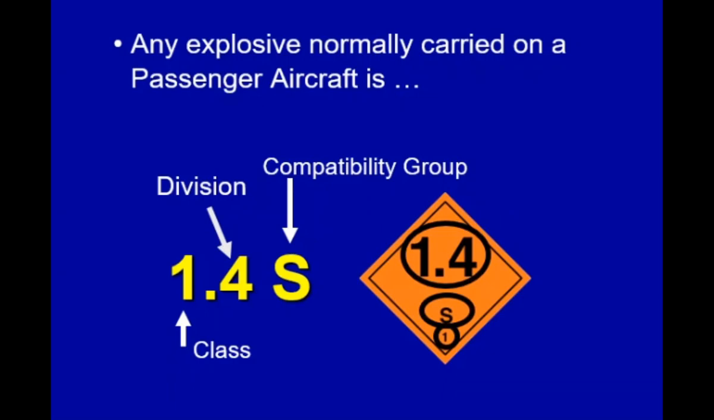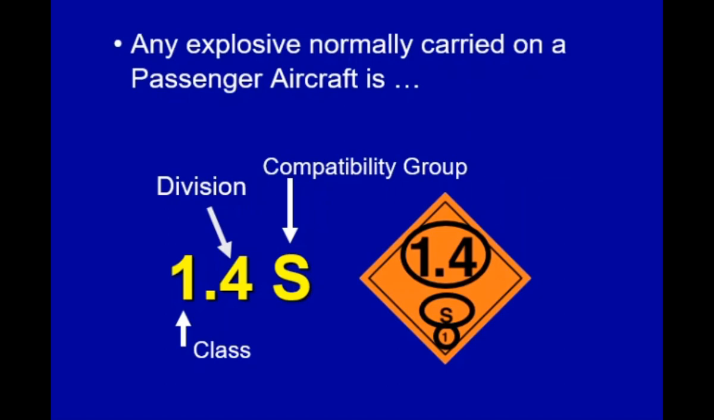The 4 stands for the division. The main class is the 1. So 1.4 is class 1 division 4. And you see an S alphabet written against the 1.4. That is the compatibility group.